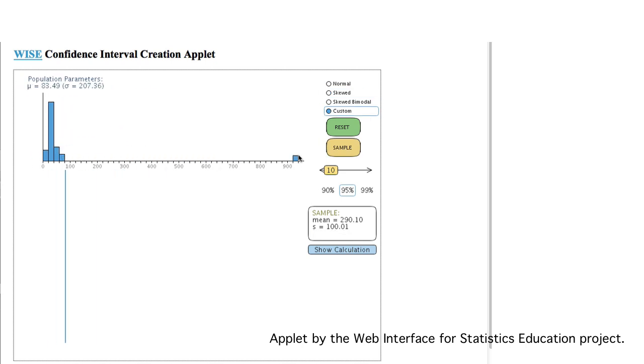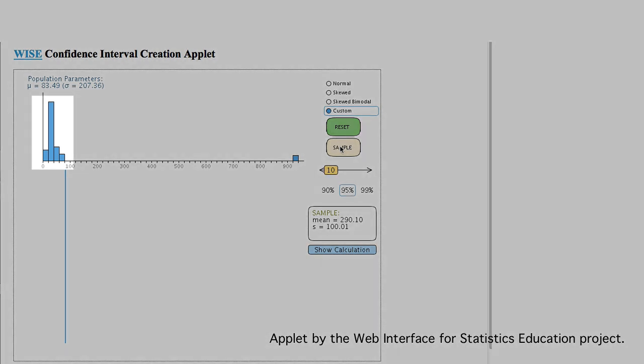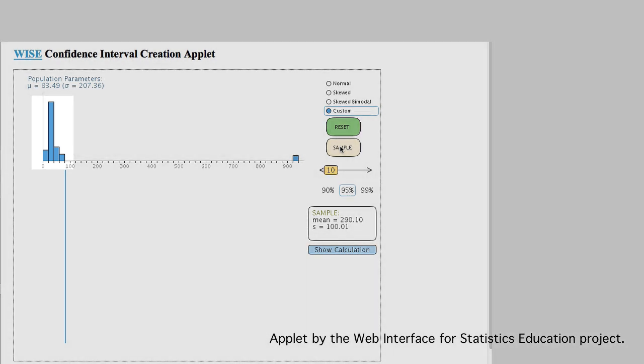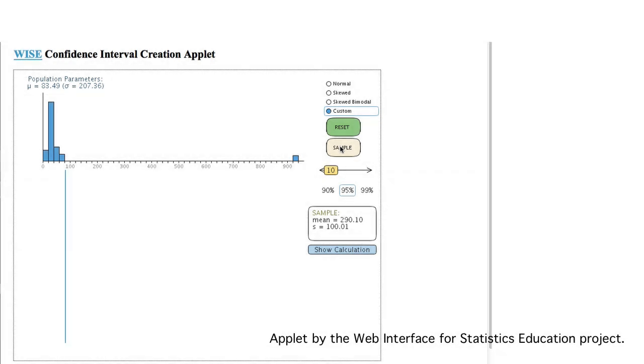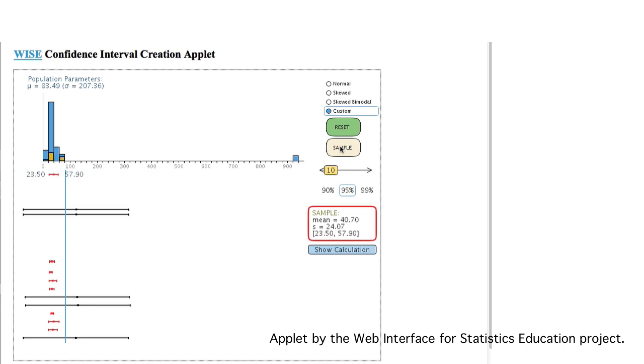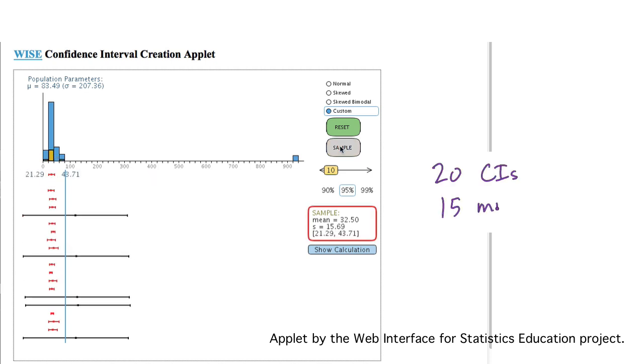Here's one, where the theoretical model puts most of the probability on values here on the left, but also makes it possible to see some very large outliers. Our theoretical mean is 83. Let's take a sample size of 10 and check what happens with 20 confidence intervals. We've missed the mean 15 times for a coverage rate of 25%.